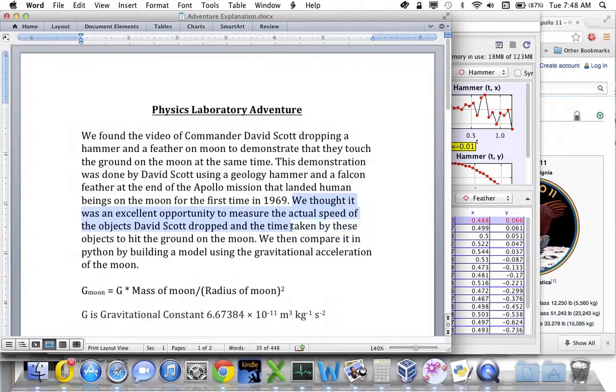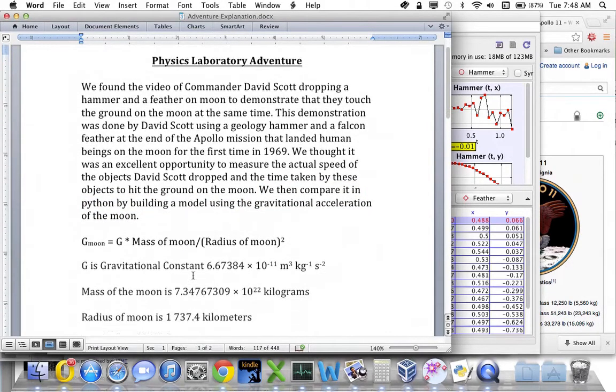We thought it was an excellent opportunity to measure the actual speed of the objects David Scott dropped and the time taken by these objects to hit the ground on the moon. We then compared it in Python by building a model using the gravitational acceleration of the moon.